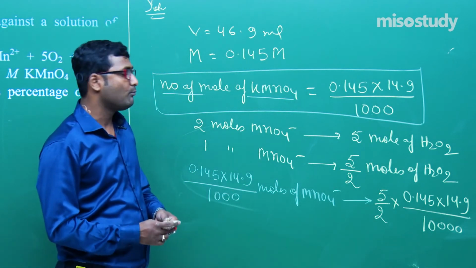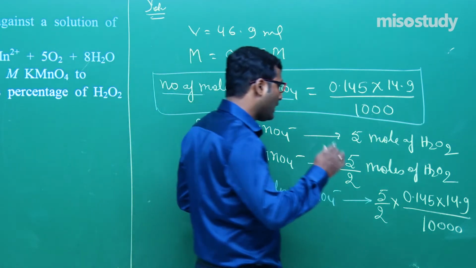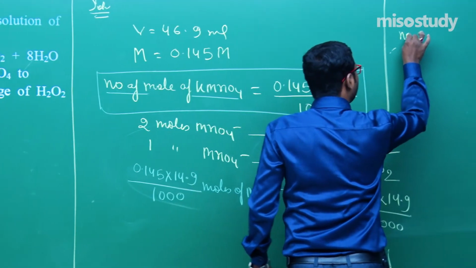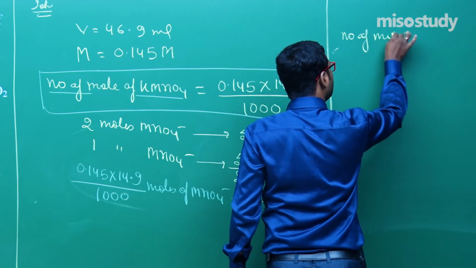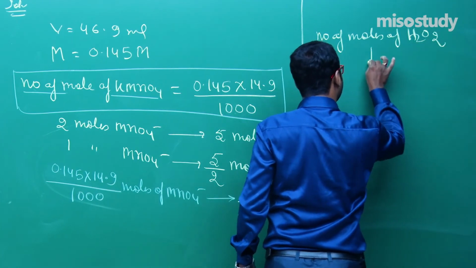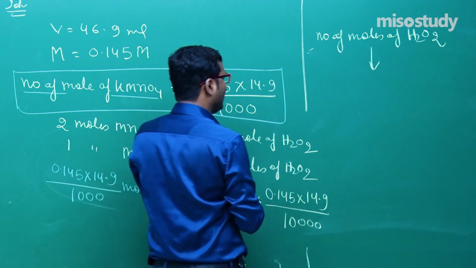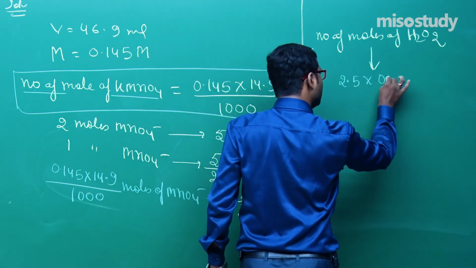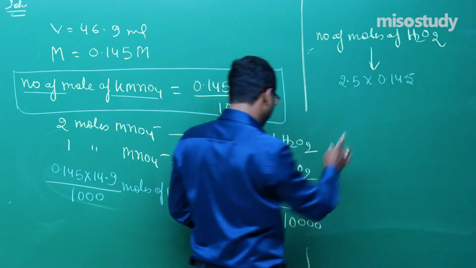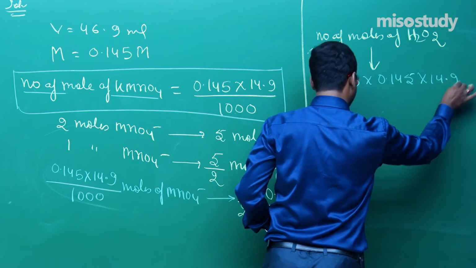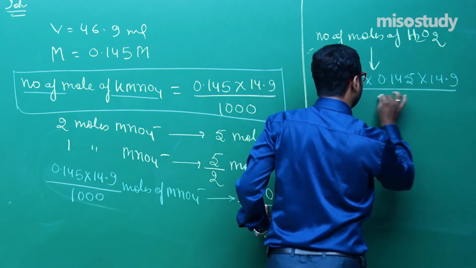This is the number of moles of H2O2. Now I am moving here, I am writing here, check it out. So we can say number of moles of H2O2 according to the data. I am writing this data here, that is 5 by 2, that is 2.5, multiply by 0.145. Look at the data, 0.145 multiply by 14.9 divided by 1000.